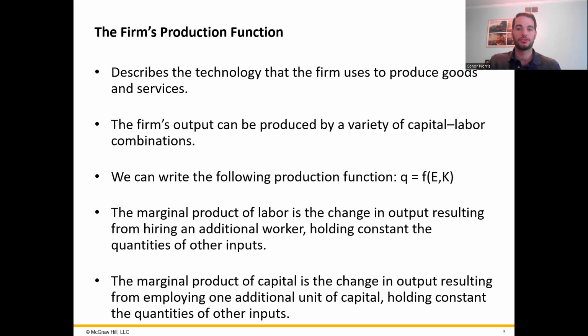Now, remember, marginal just means the next unit. So the marginal product of labor is the change in output resulting from an additional unit of labor, holding all the other inputs constant. For our model, an additional unit of labor is hiring another worker. We can say that the marginal product of labor is the resulting output from hiring one additional worker without making any changes to the amount of capital that we're using. The marginal product of capital is the change in output resulting from employing one additional unit of capital, whatever that unit is, holding constant the quantities of other inputs like workers.